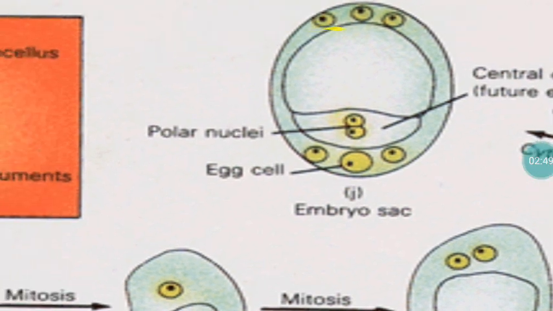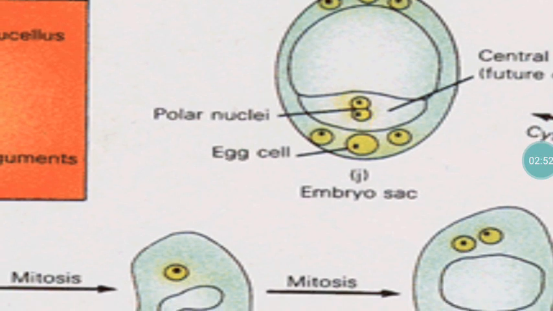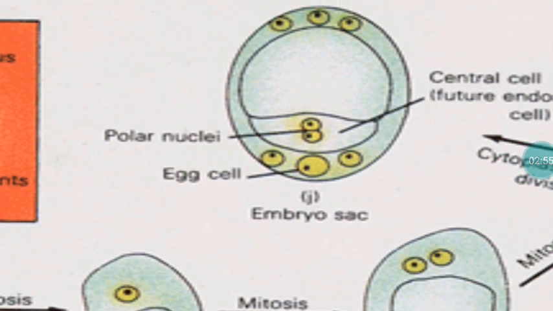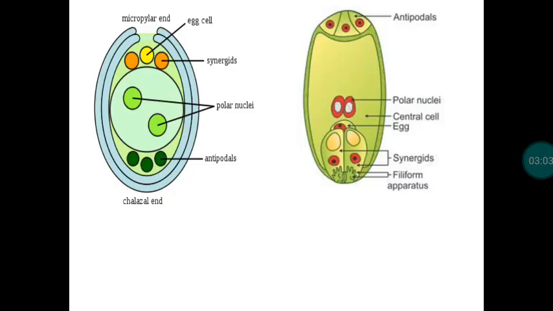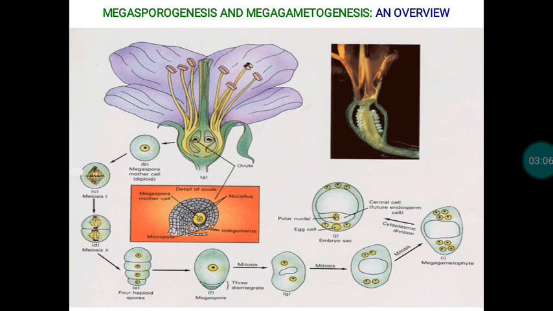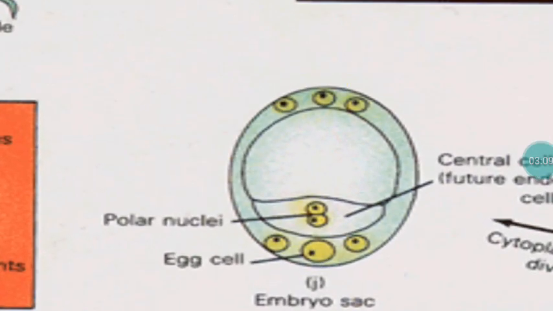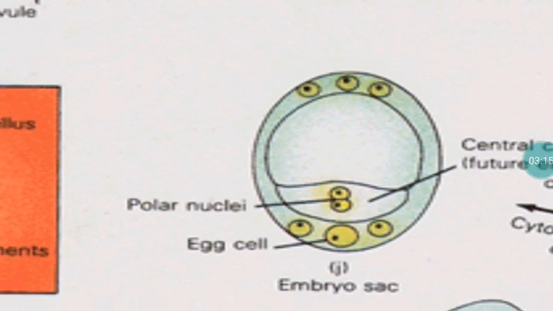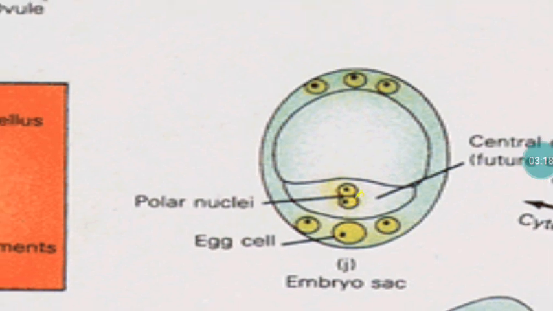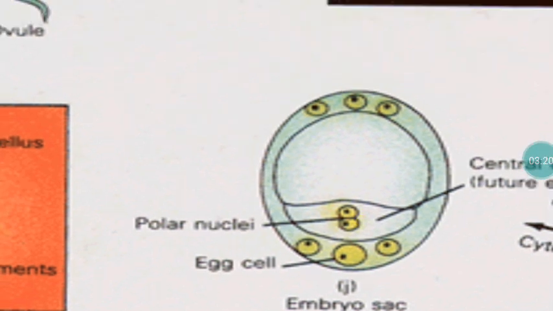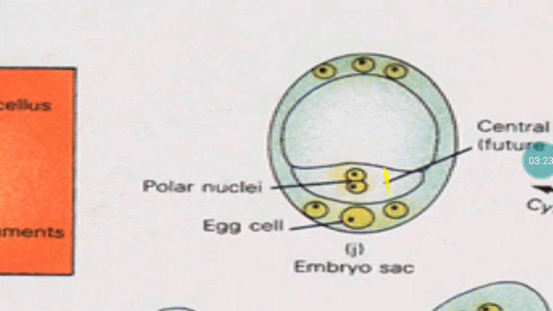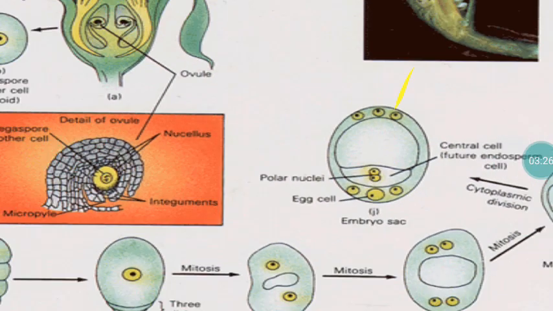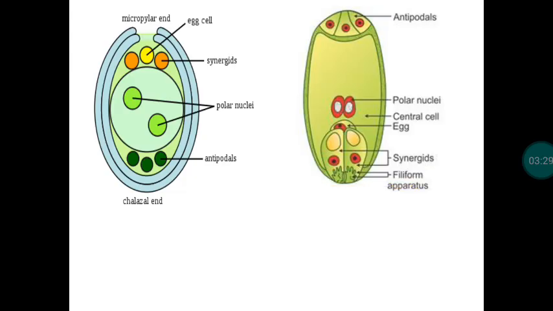Here there are eight nuclei: three nuclei, then two nuclei, and another three nuclei. It is an eight nucleate structure, but if you consider it by cells, it is a seven celled structure, because these three cells are normally known as antipodal cells, and the two nuclei together form a single cell. Then this is an egg cell, with synergids on either side. This is a mature embryo sac. In the next slide I can show you a clearer image of the embryo sac.